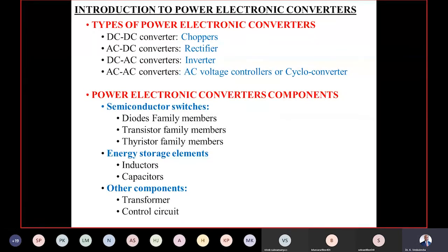Then capacitors. When you see the capacitors, basically these are the voltage elements, which work like a voltage source, something like a battery. We have what we call super fast capacitors, which we use in the EV technology and all. So this is the capacitors; inductors play a vital role here.